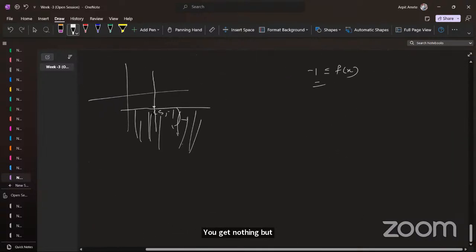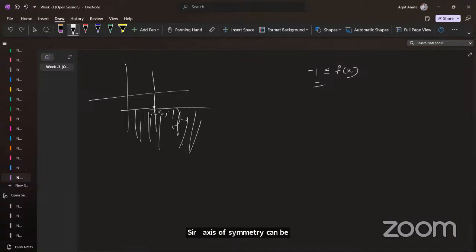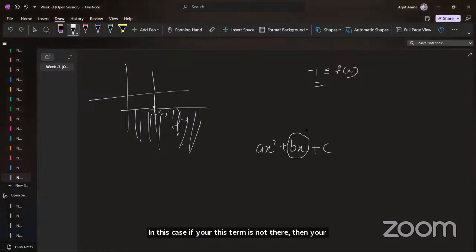Sir, I have a question. The axis of symmetry can be the y-axis, or it cannot be, no? It may not be. It depends on the value of minus b by 2a. If your b is equal to 0, meaning ax squared plus bx plus c has no bx term, then your y-axis will become your axis of symmetry.